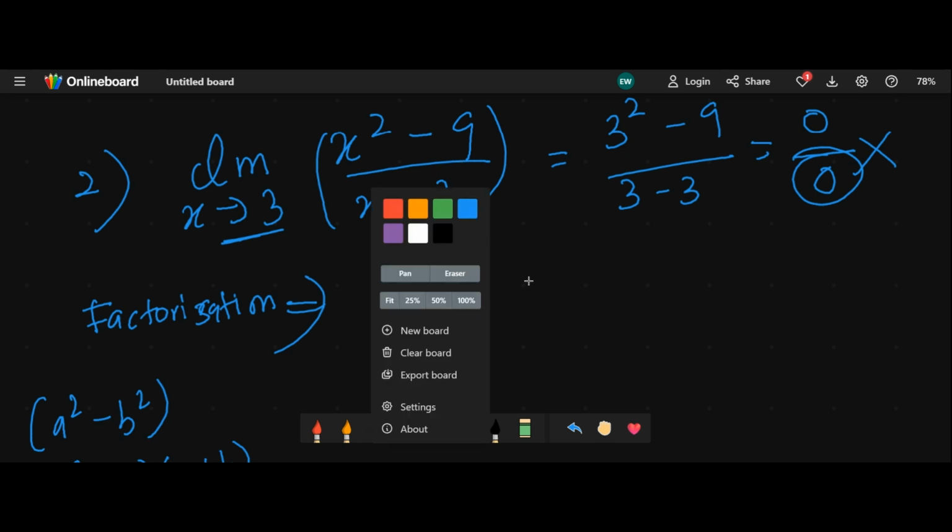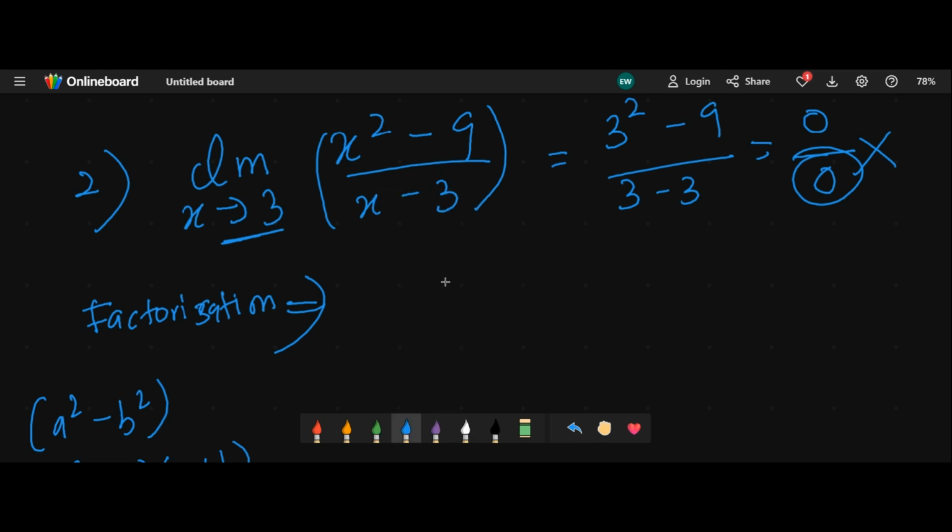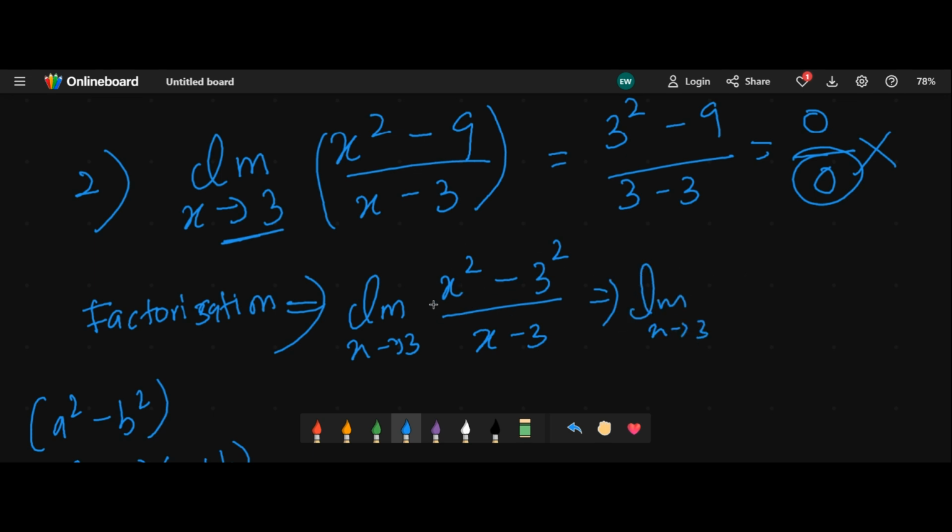So x squared minus 9, you can write this as 3 squared. Now you see it is in the form a squared minus b squared. So basically you can write this as x minus 3 into x plus 3 divided by x minus 3. Now you see in the numerator there is x minus 3, and in the denominator also x minus 3. So you can cancel it.